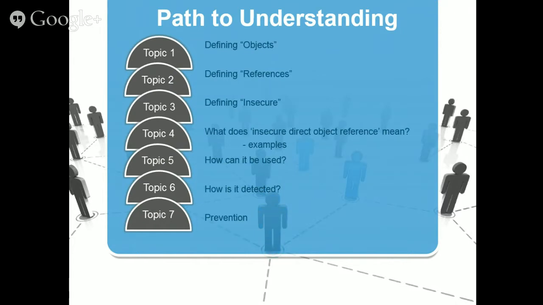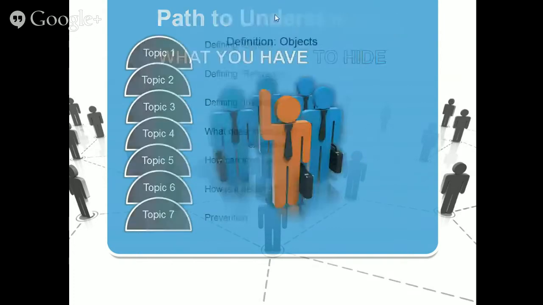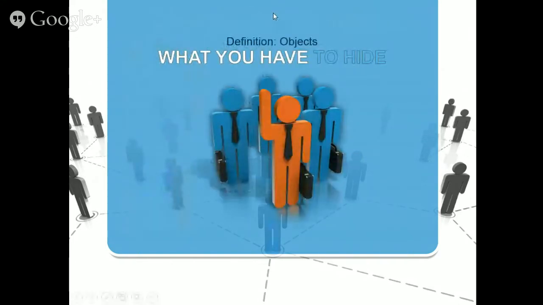We're going to have a couple of definitions, a little vocabulary lesson for you, and then we're going to talk about how people use insecure direct object references, what you can do with them. We're going to talk about what makes them so threatening and how you can prevent this vulnerability on your own sites. So our first one we're going to do is the definition of objects.